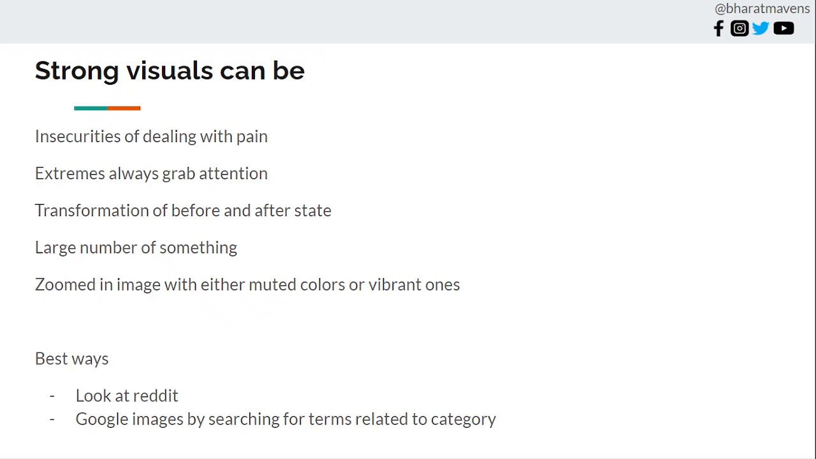The best way I have found is to look at Reddit, at how people are describing their pain and what images are being attached to that pain, and then Google Images. If you are into foot pain, you go to Google Images and find out what the different types of images related to it are. You'll get a lot of ideas.